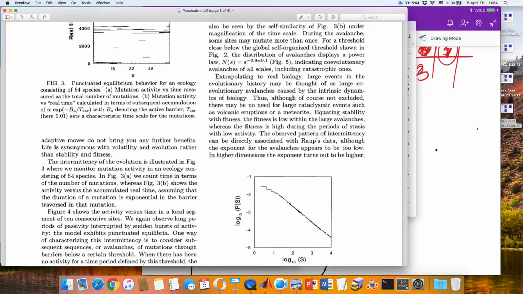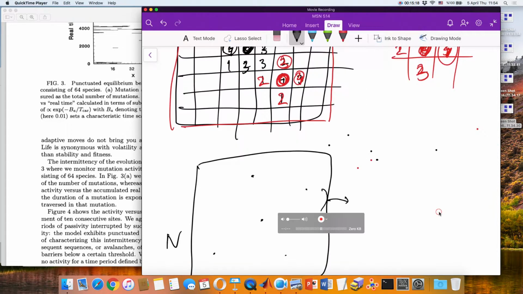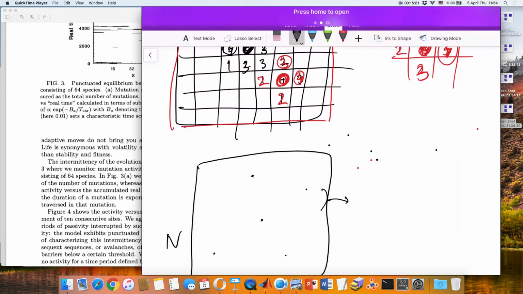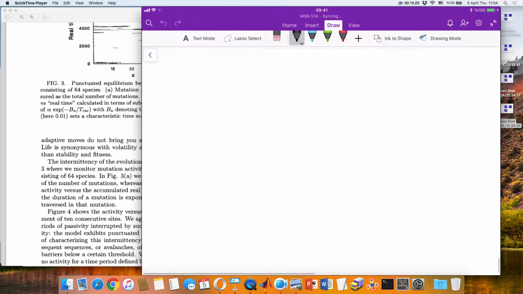Life is synonymous with volatility and evolution rather than stability and fitness. So what he means by this, let's actually talk about the model. I think he's apologetic enough in the paper to justify his simple model. Basically the model, and you can please read this paper, it describes much more of the points that I'm going to make.